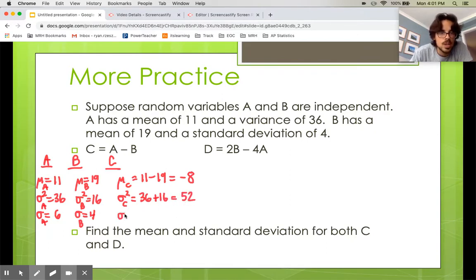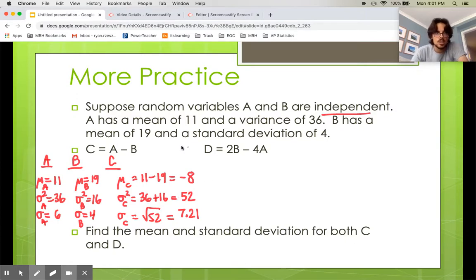Then to get what they actually asked for here, which is the standard deviation of C, I take the square root of 52. So far our problems have worked out clean. This one won't. Frequently it won't. It's about 7.21 for my new standard deviation. In the problem, I failed to mention this, but it did say the variables were independent. If it didn't say that, you couldn't do your standard deviation or your variance.